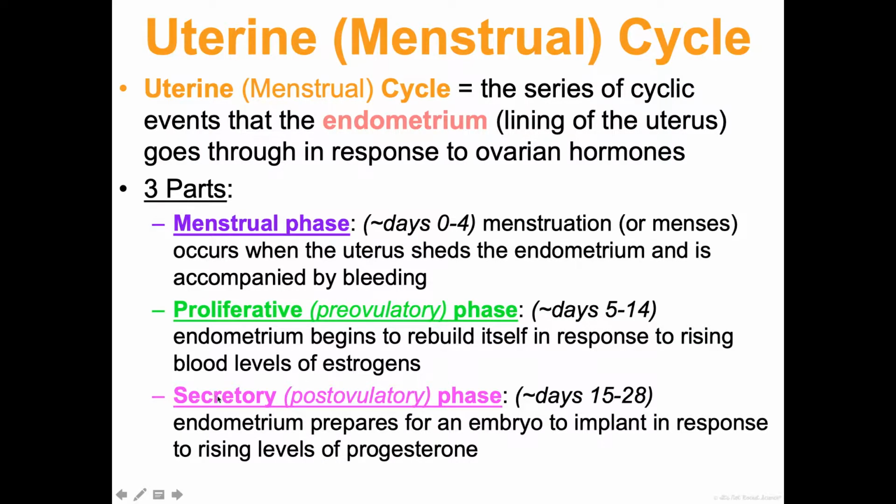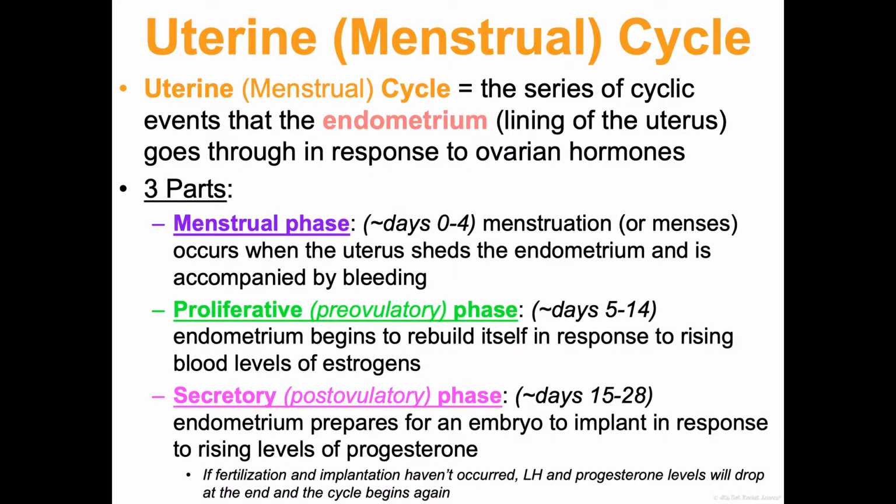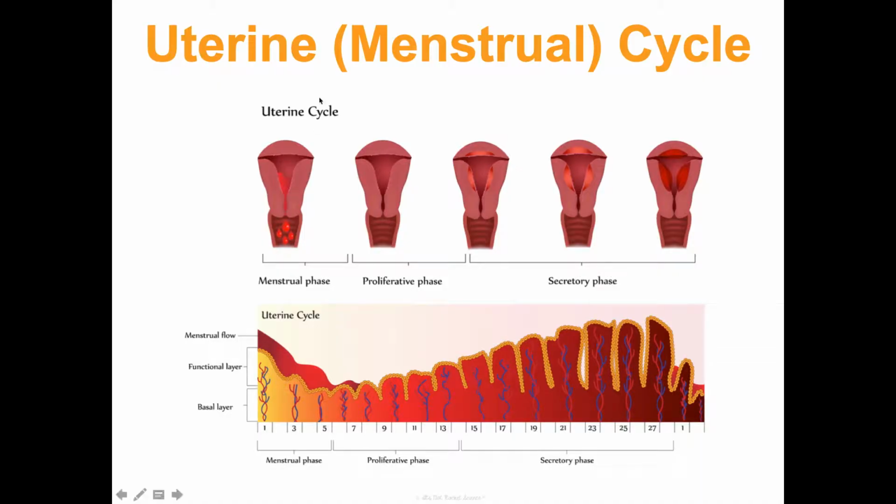And then after ovulation, the post-ovulatory time is the secretory phase. And that's when the endometrium is preparing for an embryo to implant in response to rising levels of progesterone. And if fertilization and implantation don't occur, then the luteinizing hormone and the progesterone levels drop at the end of the cycle, and then the endometrium will be shed at the beginning of the new cycle, and it all starts again. So I think these next few pictures will really help.